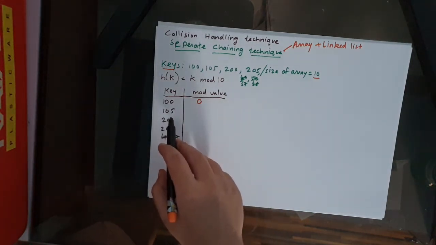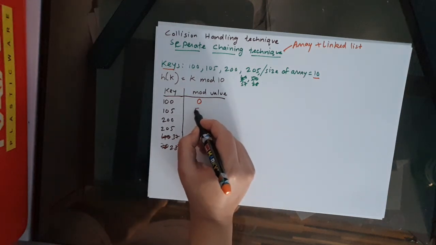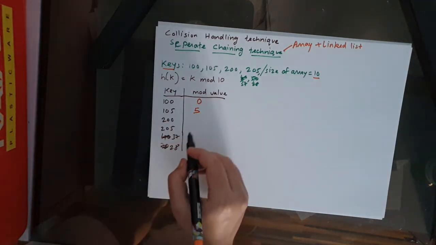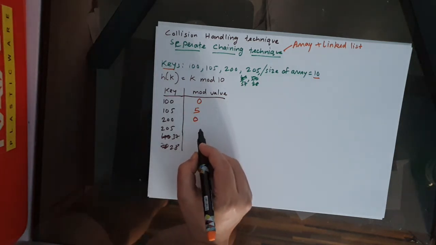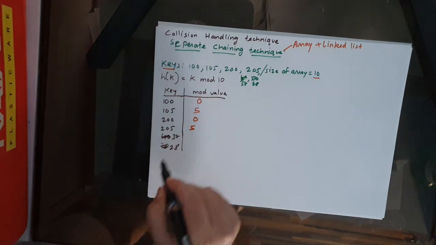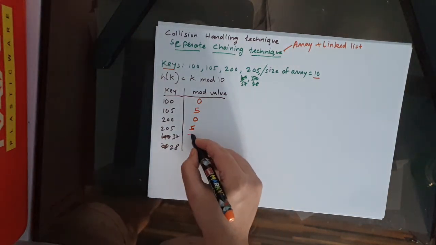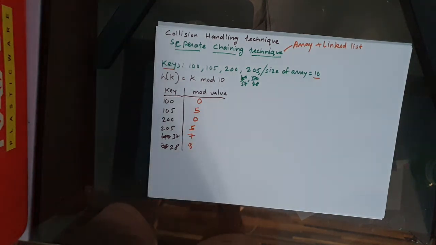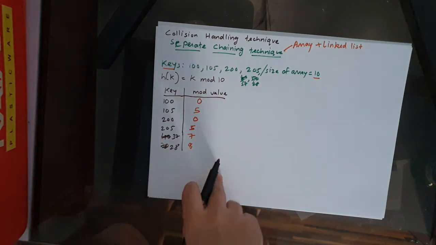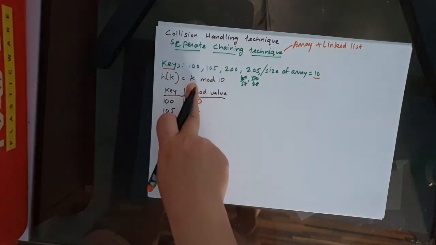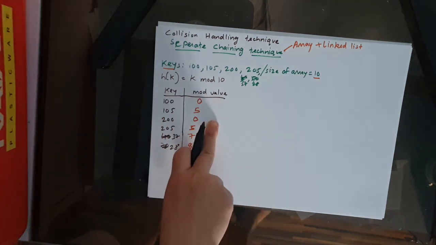After that, 105 mod 10 is nothing but 5. 200 mod 10 is nothing but 0. 205 mod 10 is nothing but 5, 37 mod 10 is nothing but 7, and 28 mod 10 is 8. So by now we have found out the hash function values. We have applied our data to our hash function, and we have got the values of the hash function.